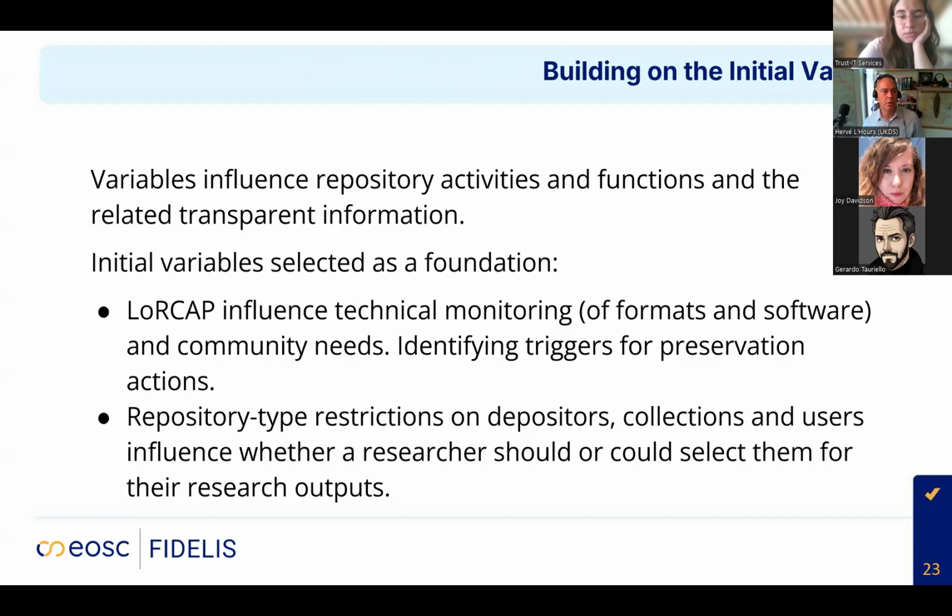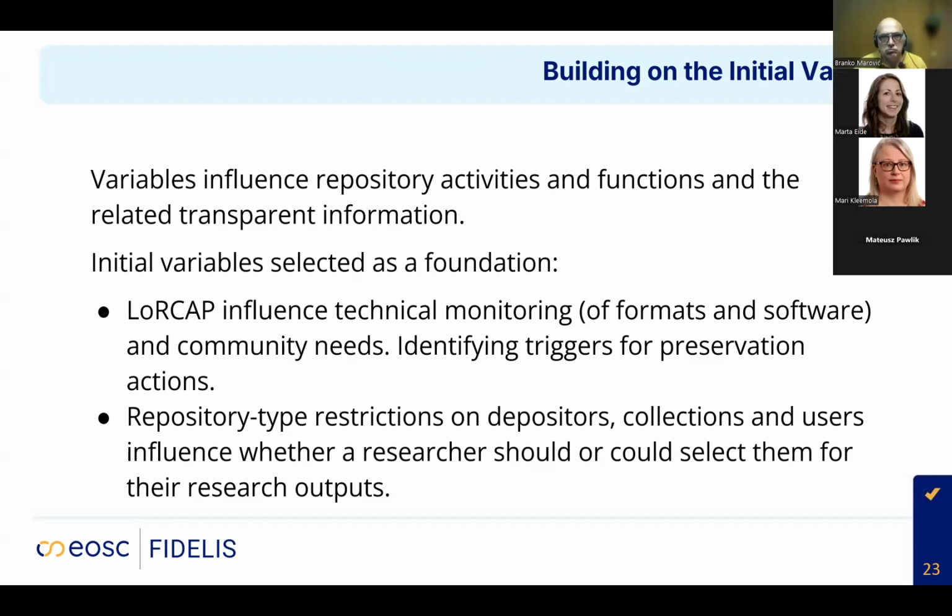So we're really looking at that variable in terms of how it influences the repository activities and functions, and then the related transparent information that we're looking at there. As we've said, the only reference point that we can really work through to support each other on this network is the stuff that's made available publicly and is made visible and transparent to others, but also improving that information and supporting each other to simplify the sharing of that information is a major goal of the work that we'll be doing. So these initial variables have been selected as a foundation. So whether your level of curation influences the technical monitoring you've got to do with formats and software, monitoring your community needs, or identifying triggers for preservation actions, that's going to change the information that you share.